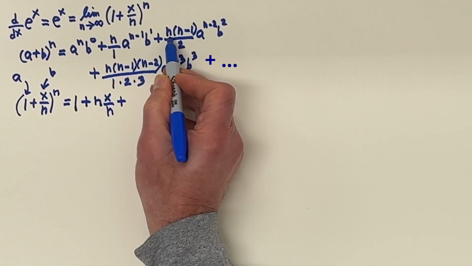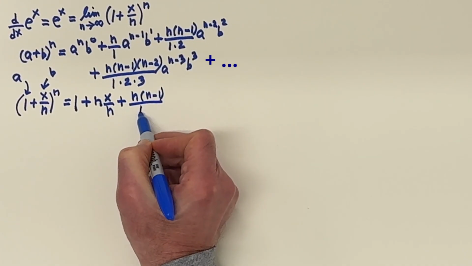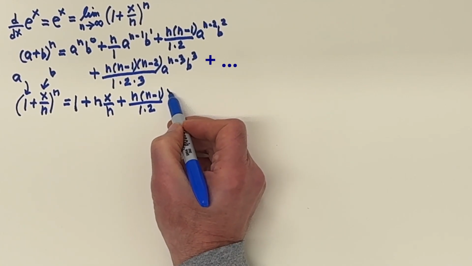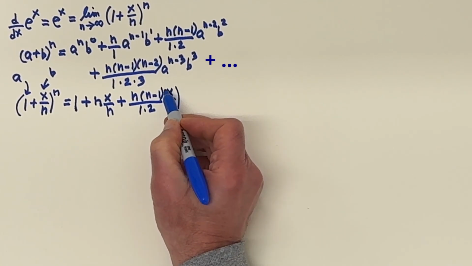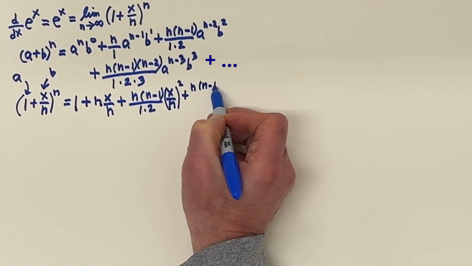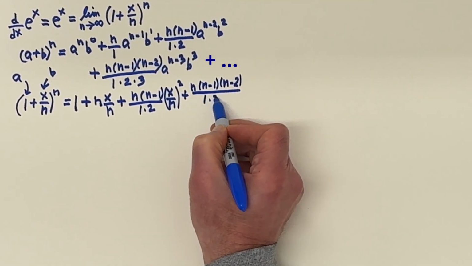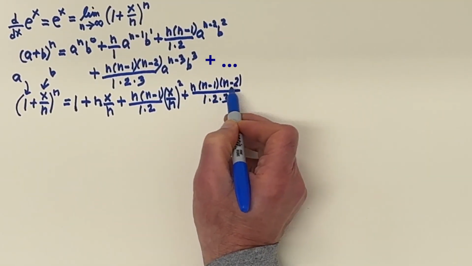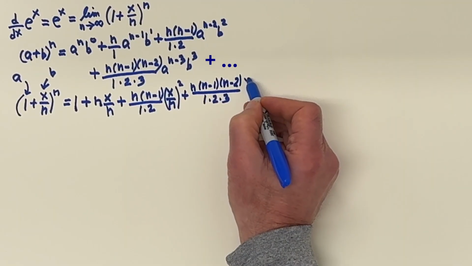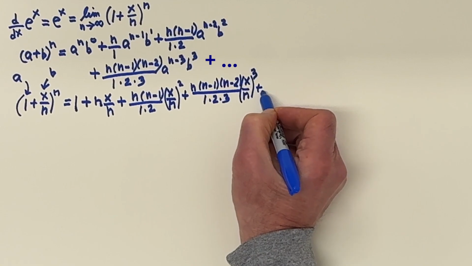Then for this next term, I'll have n times n minus 1, and then 1 times 2. A is 1, so any power is 1, so I don't need to worry about that. I'll just have x over n squared. And I'll do one more, n times n minus 1 times n minus 2. And then I count from the front up, 1, 2, 3, 3 terms for the third term. Well, I'll say 3 factors. And then x over n cubed. All right.